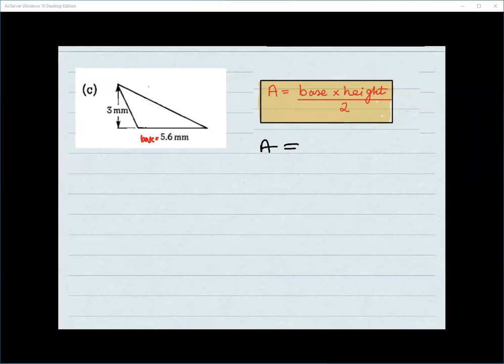What's the base? The base is 5.6 millimeters. Now, can you see the height is the perpendicular height? It's the straight height. Can you see that? Yes. So this bit here is not the height. That's not the height. The height is straight up at 90 degrees. That's an important point to notice there. Whenever you do the height, this height is the perpendicular height.